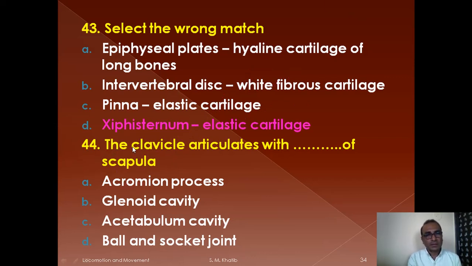Then question number 44. The clavicle articulates with dash dash of the scapula. Earlier also we have seen in one of the questions that the articulation of the clavicle, or collarbone, will be at one end to the sternum, and on the other end to the acromion process of the scapula. So therefore A will be the right option.